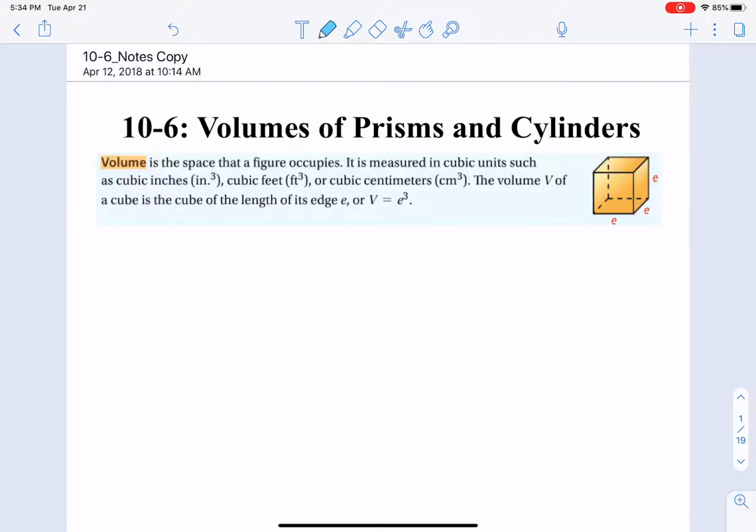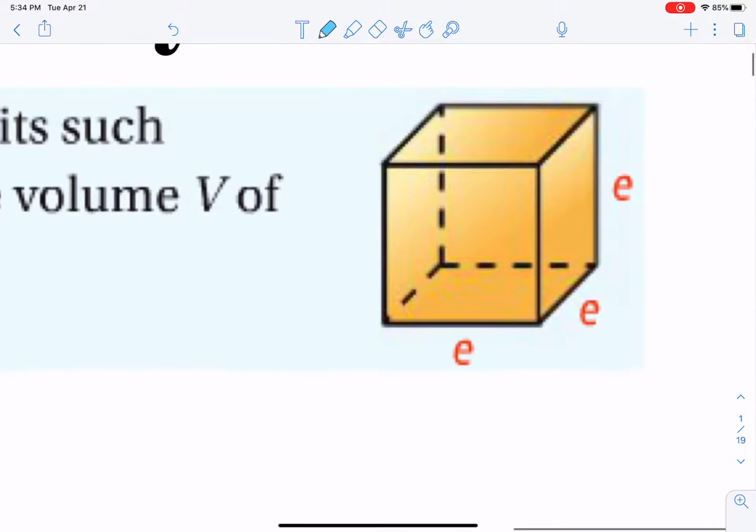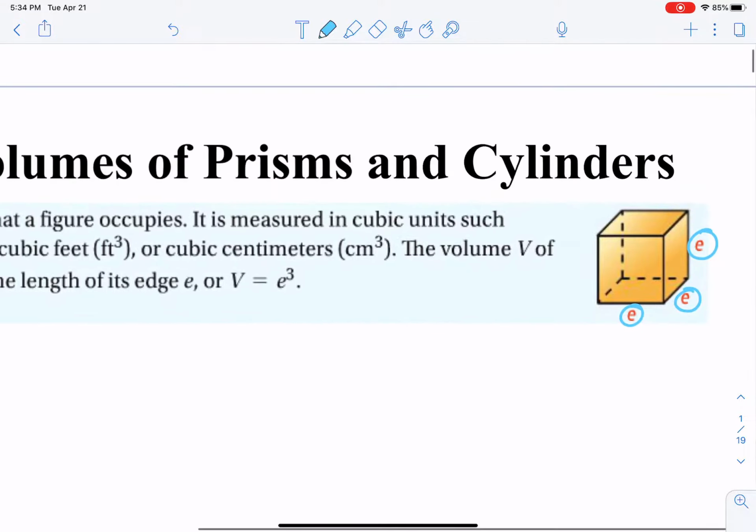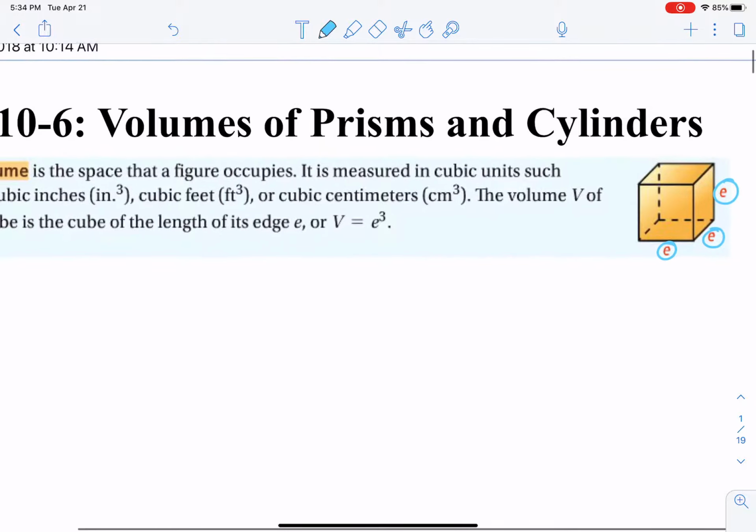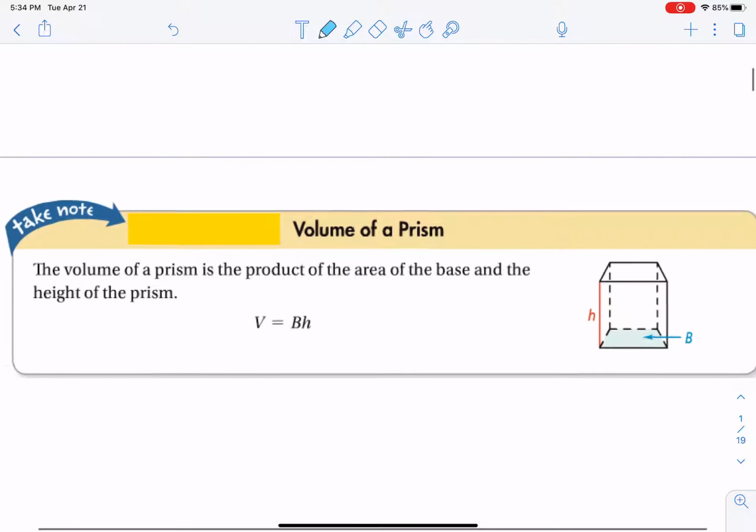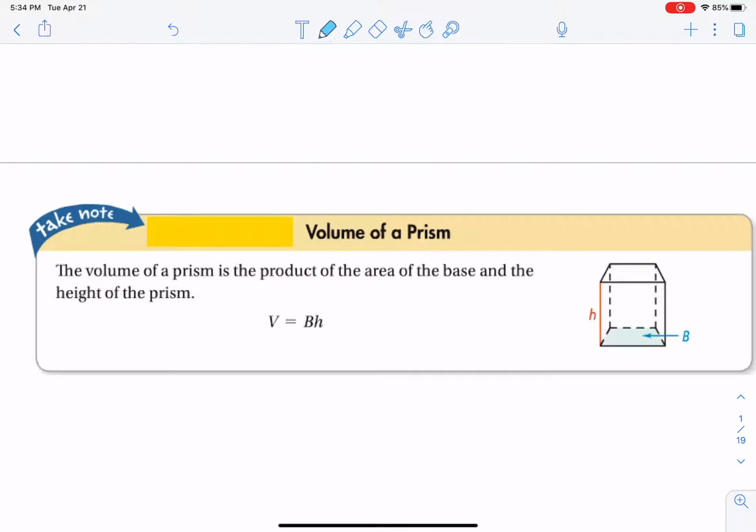We're just going to start with a cube. You've probably seen that before. A cube, all of the sides are the same, so you literally just take the side times the side times the side, which gives you the side cubed. So that's specific to a cube. But if you want to know the volume of a prism in general, all you have to do is take the area of the base.